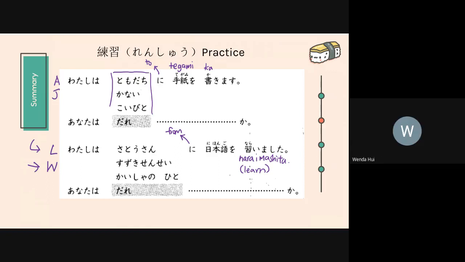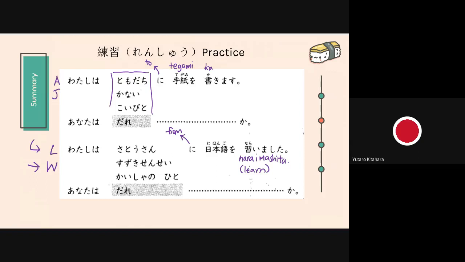Watashi wa Suzuki sensei ni Nihongo o naraimashita. Correct. Imi wa? Oh, I learned Japanese from Mr. Suzuki, teacher. Right. Okay, I learned from this teacher, sensei, this Suzuki sensei, correct. Yeah, so again, quite straightforward.